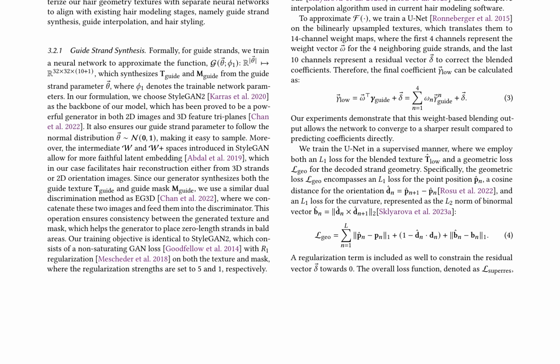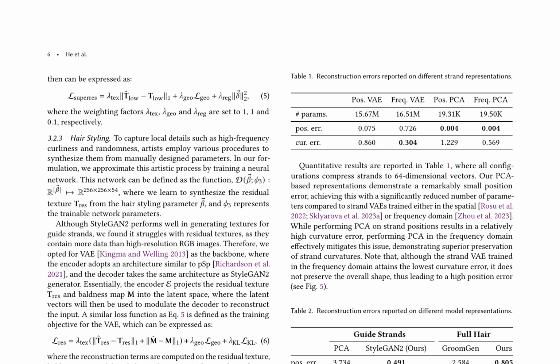This approach facilitates hair reconstruction either from 3D strands or 2D orientation images. The paper discusses the development of a novel method for generating realistic hair textures in computer graphics, leveraging the capabilities of deep learning techniques. This method, named Perm, aims to create high-quality hair models by employing StyleGAN2 to synthesize guide strands and a VAE-based network to generate residual textures.